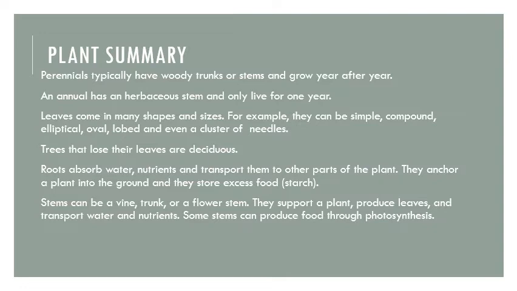So stems can be a vine, a trunk, or a flower stem. They support a plant, they produce leaves, and they transport water and nutrients. Some stems can produce food through photosynthesis. So stems can perform some photosynthesis, but the main function of a leaf is really to perform the photosynthesis and also the respiration part for the plant. You guys may fill in perennials grow when, annuals live for, what do roots do, and what do stems do. And then we'll go to the next one.